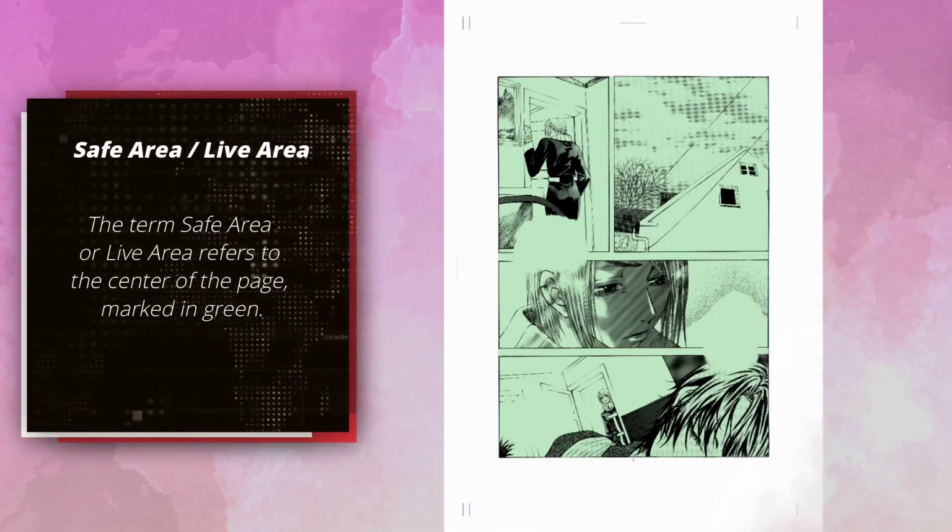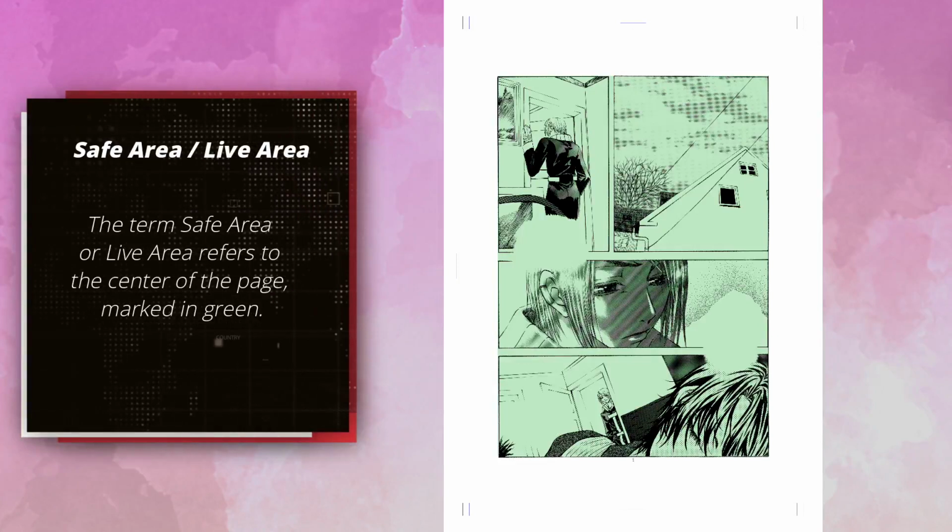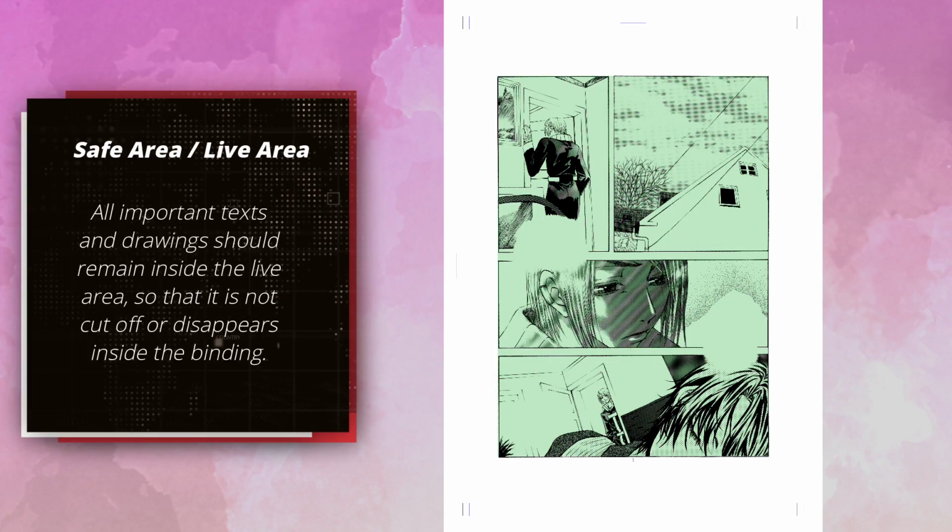The next term is safe area or live area. The term safe area or live area refers to the center of the page. All important text and drawings should remain inside the live area so that it is not cut off or disappears inside the binding.